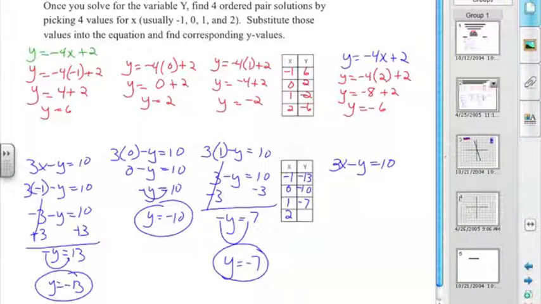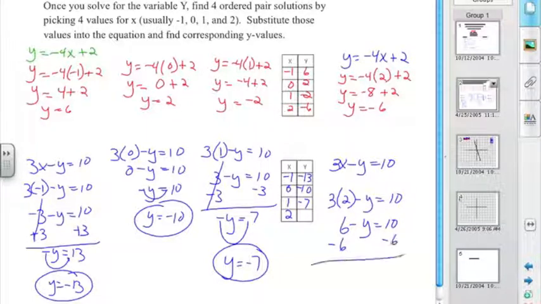And then for the fourth one, we have 3 times 2 minus y equals 10. 6 minus y equals 10. Subtract that 6 from both sides. The 6's on the left cancel out. And negative y equals 4. We move that negative sign over. And we get y equals negative 4.